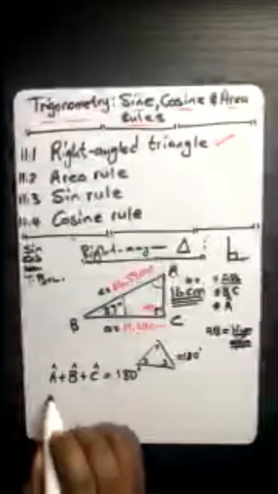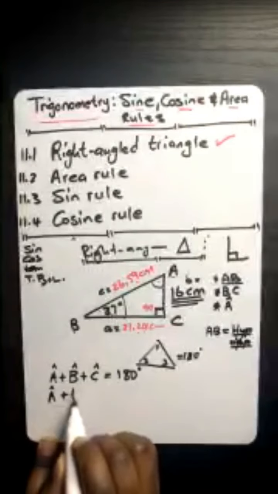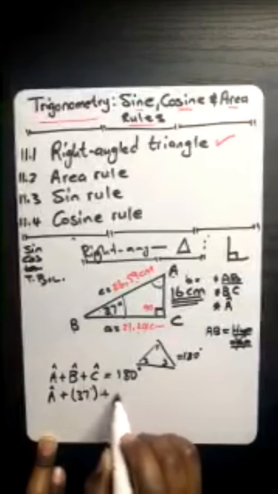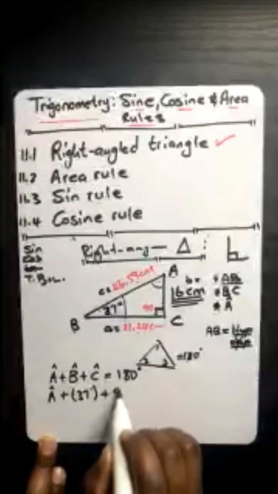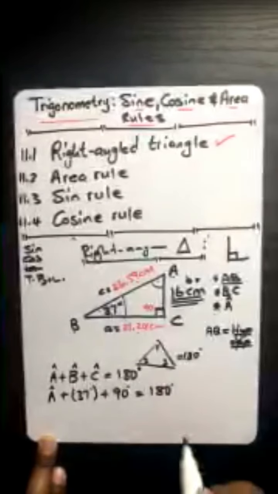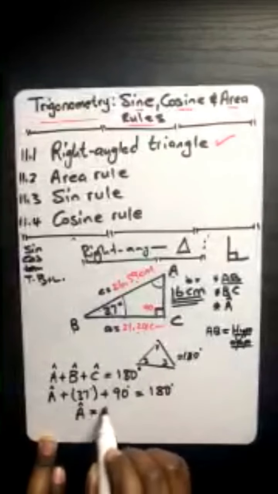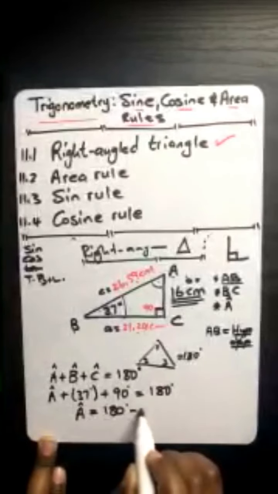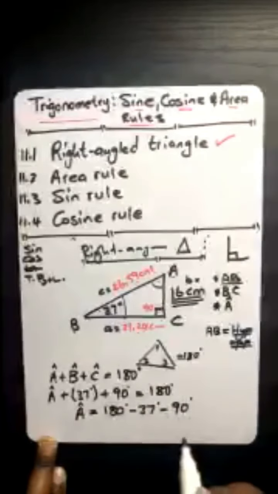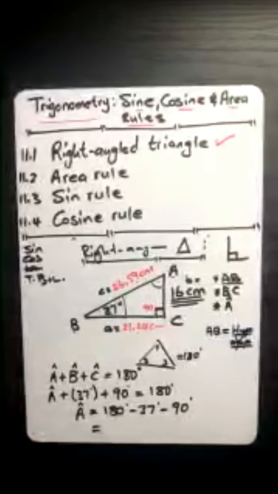So angle A is what we are trying to calculate, plus angle B, what is it? It was given as 37 degrees, plus what is angle C? We know it is 90 degrees. All of this must be equal to 180 degrees. All that you do is just to transpose. So that means you have 180 degrees minus 37 degrees minus 90 degrees. What are you getting there when you punch all of that?